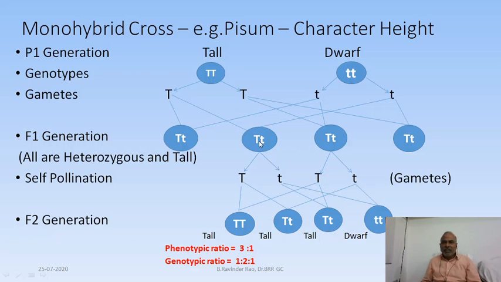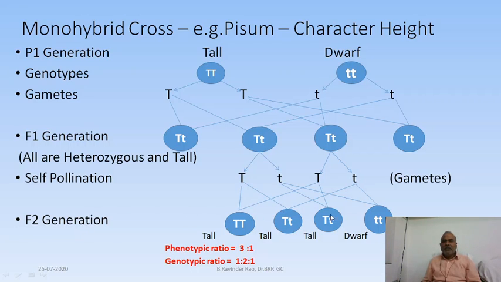So the two factors you see, capital T, small t. Here also capital T, small t. Then what has happened? When capital T combined with capital T, we will get capital T capital T, capital T small t, capital T small t, and small t small t. So this generation is called the F2 generation.